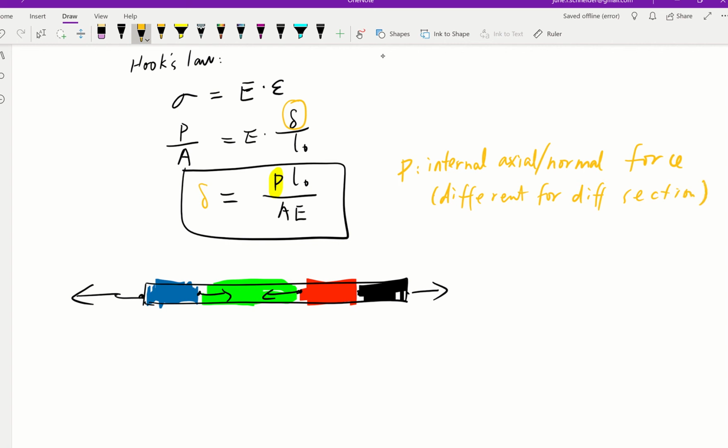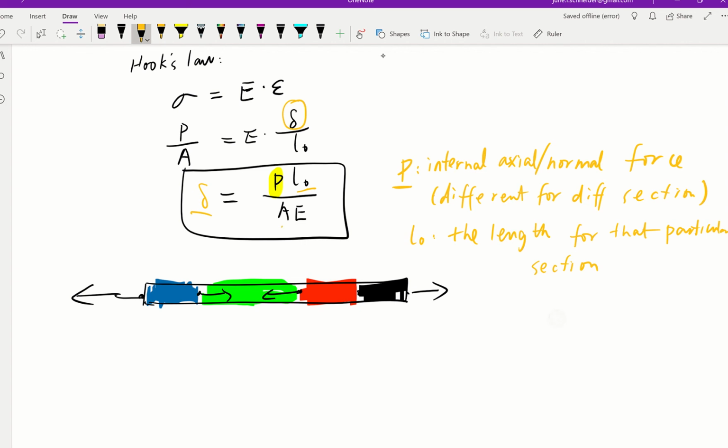And L, so what's our L here? L is going to be the length for that particular section. It's not going to be the length for the entire bar. It's just for that particular section, because during that particular section, that's how much internal force is applied. That's going to cause that much deformation. So make sure those are the internal force and the length in that particular section.